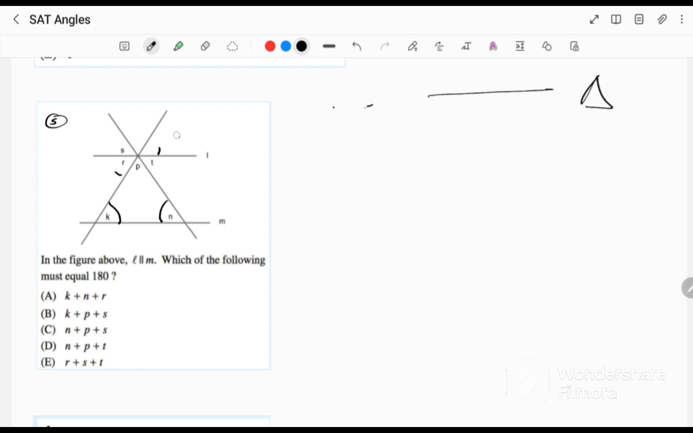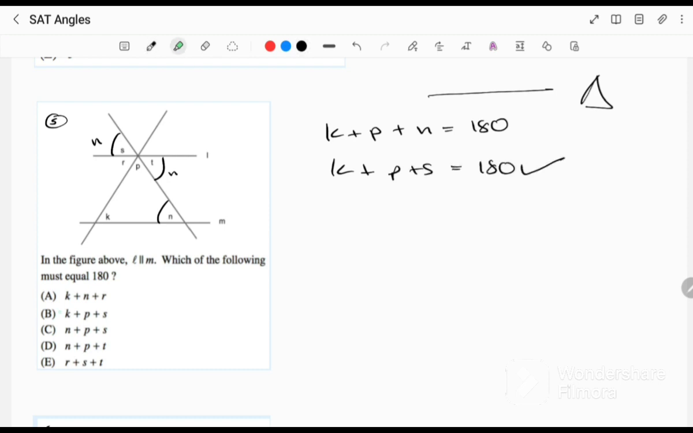Our second option is k plus p plus s. So we have k here, we have p, and we have s. If we look at the figure, L and M are parallel, and n and s are similar angles. And s and t are opposites, this is actually also n. And we know k plus p plus n is equal to 180. And if n and s are similar, then k plus p plus s is also 180. So the correct answer is B. We don't need to check all the options because we've already found k, p, and s is 180.